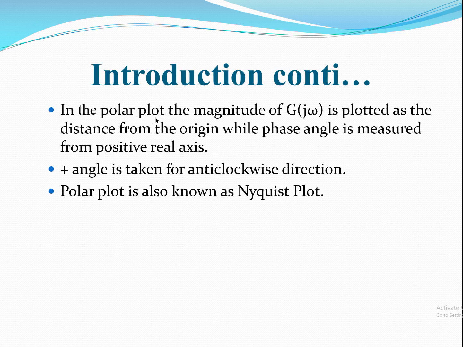Generally, in the polar plot the magnitude of G(j omega) is plotted as the distance from the origin, while the phase angle is measured from the positive real axis. Generally, we take positive angle in the anti-clockwise direction. In the polar plot, direction is important, so we take the anti-clockwise direction for the positive angle.